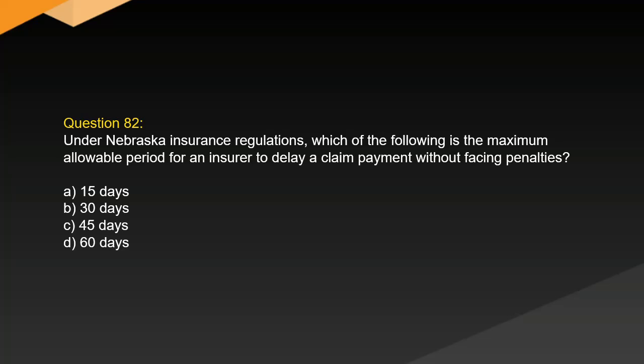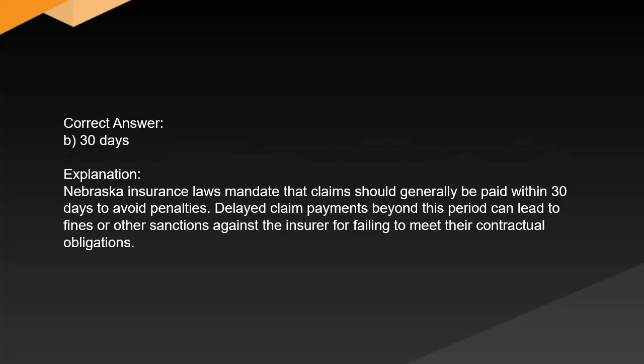Question 82. Under Nebraska insurance regulations, which of the following is the maximum allowable period for an insurer to delay a claim payment without facing penalties? A. 15 days. B. 30 days. C. 45 days. D. 60 days. Correct answer: B. 30 days. Explanation: Nebraska insurance laws mandate that claims should generally be paid within 30 days to avoid penalties. Delayed claim payments beyond this period can lead to fines or other sanctions against the insurer for failing to meet their contractual obligations.